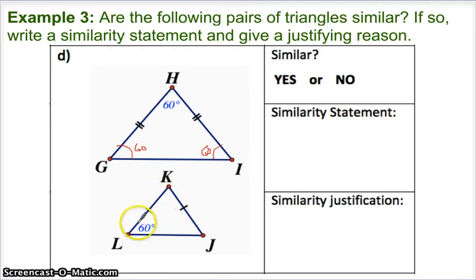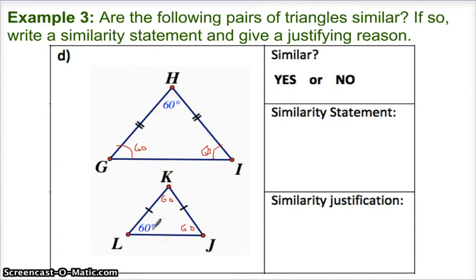I have another isosceles triangle. If this angle is 60, this has to be 60. If this is a triangle, it's 180, so this is also 60. So I've got two equilateral triangles on my hands. I don't know the lengths of any of these sides. I just know I have equilateral triangle number 1 and equilateral triangle number 2.